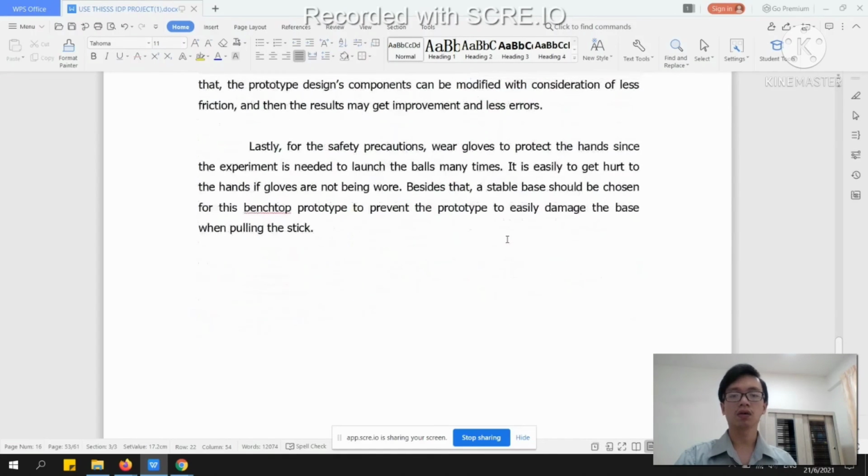Other than that, the prototype design components can be modified to have less friction, which will improve the results. Lastly, for safety precaution, always wear gloves when launching the ball, because it is easy to get hurt if our hand pulling the spring isn't wearing gloves. There will be high friction. Besides that, a stable base should be chosen for this benchtop prototype to prevent the base from being easily damaged when pulling the stick.